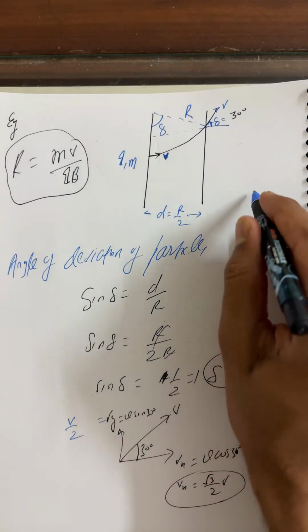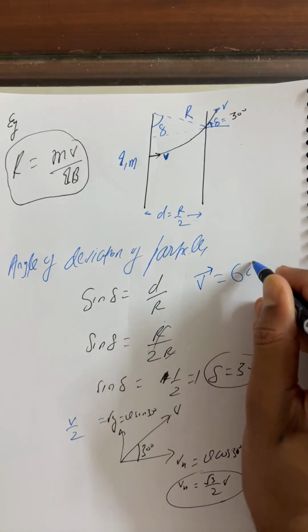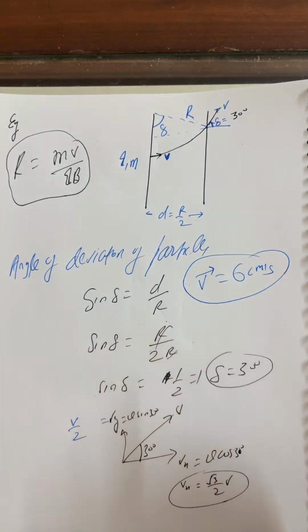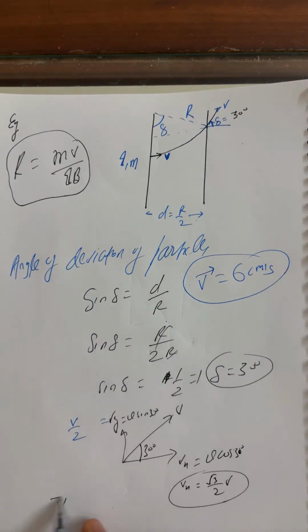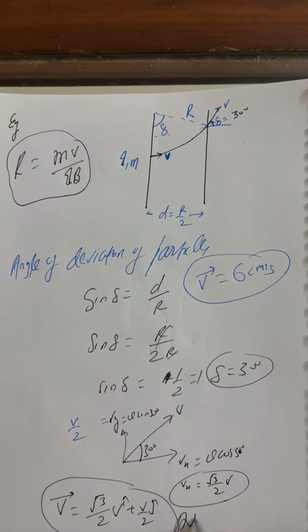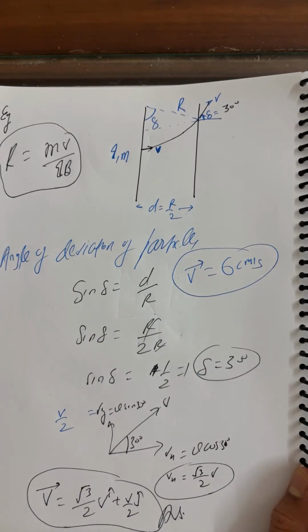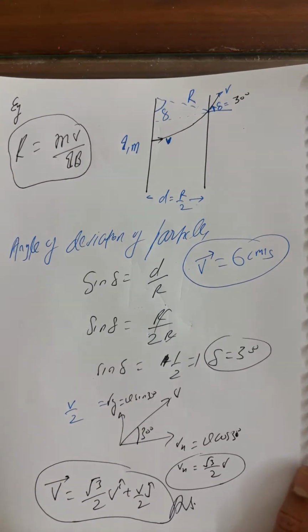So V beta mentioned in this question here. Velocity is mentioned, student. This is 6 meter per second. So I'm writing the net velocity in vector form, student. This is root 3 by 2 V plus V by 2, so this is i cap and this is j cap.